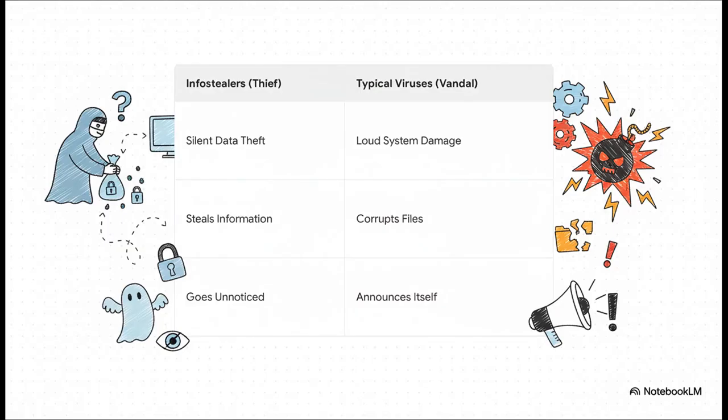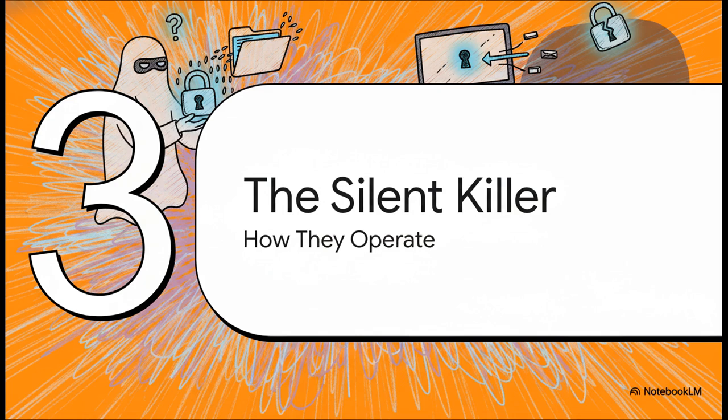Here's a great way to think about it. A typical virus, that's like a vandal. It shows up, smashes things, corrupts your files, and makes a ton of noise. You know something's wrong. But an infostealer, that's a professional thief. It wants to quietly slip in, grab the valuables, and get out before you even realize anything's missing. Its entire game depends on being completely silent. And that stealth, that silence, is exactly what makes this stuff so incredibly dangerous. It's basically a silent killer in the digital world. So let's really dig into how these things actually operate.